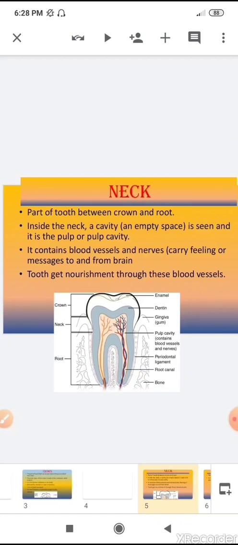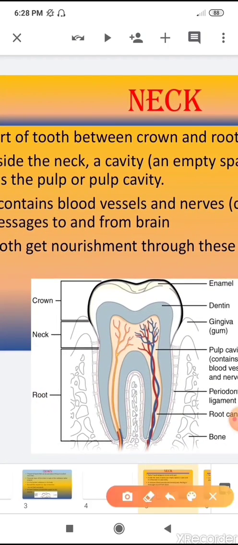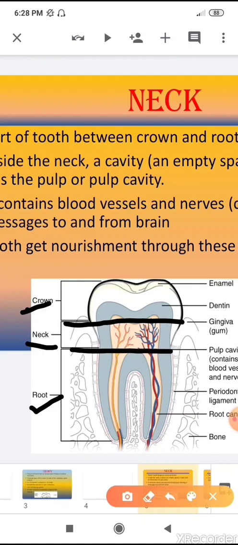Children, the next part of your tooth is the neck. The neck is the part of the tooth between the crown and the root. You can see in this picture, here is the neck, which is between the crown and the root. So the neck is the portion of the tooth which lies between the crown and root. It is the middle portion of your tooth.